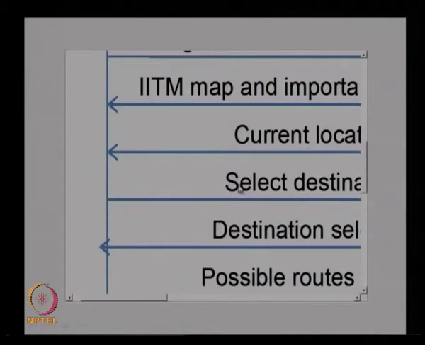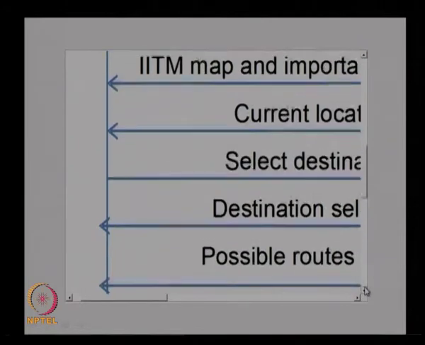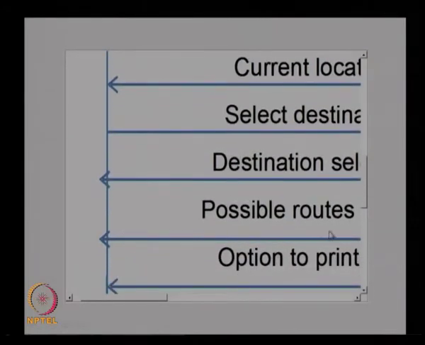destination. So the system will ask the user to select the destination, then the selected destination information will be provided, and then all the possible routes will be displayed by the system. That is the output coming from the system to the user. So the arrows represent the data flow from the insect to the user.